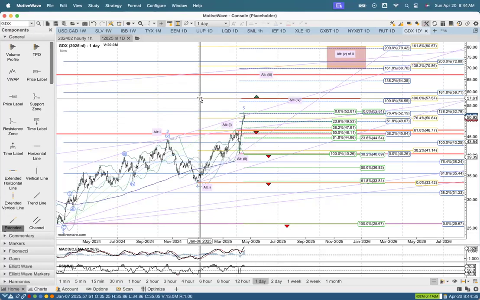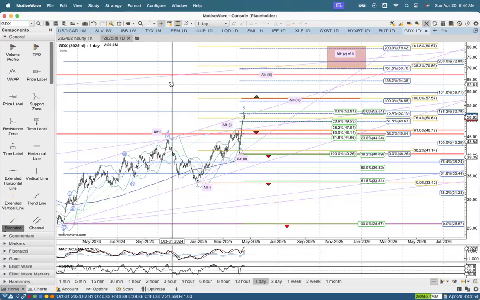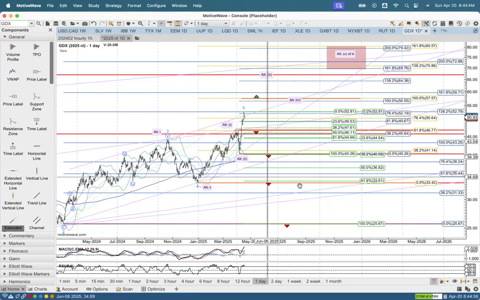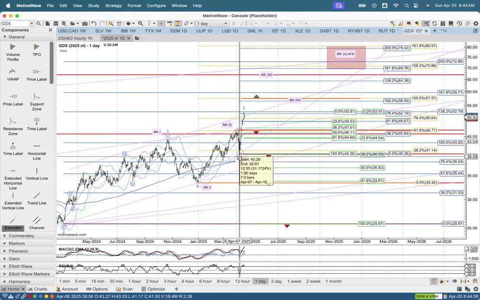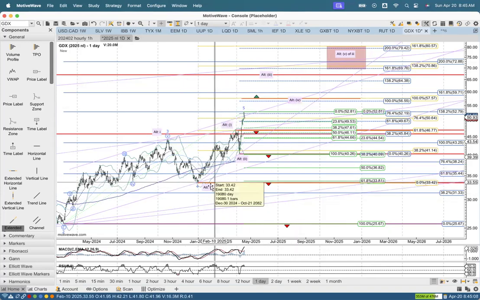Now, what needs to happen for that top to become likely? The absolute earliest indication would require reversal below the prior high, which is 46.94. So reversing below this red line with the red triangle would be the earliest indication. A stronger indication would require reversal below the April low. So that's 40.26. And confirmation of a lasting top would require reversal below 33.42. So a long way from here.